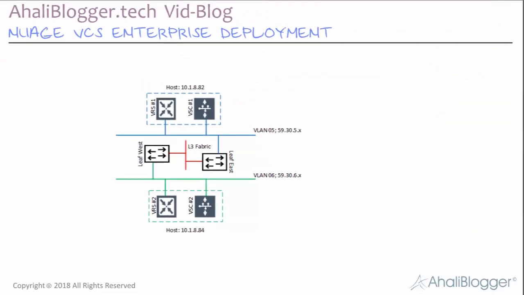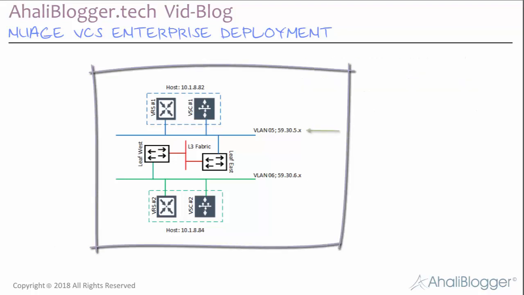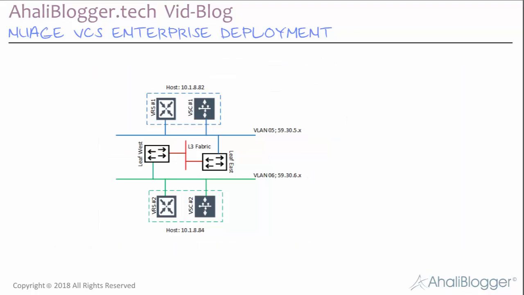All right, so as shown on the previous slide, I showed the overall abstract for the Nuage VCS installation, as posted as part of a two-part blog on aliblogger.tech. Abstract shown here indicates the VLAN planes for the VRS deployed, the top-of-rack switches, and how they're all interconnected. As we can see, VLAN 5 is associated with VRS 1 and VLAN 6 is associated with VRS 2.